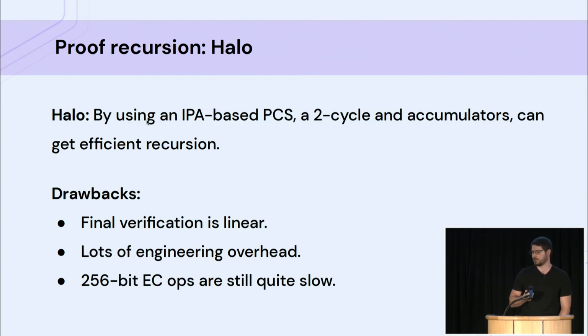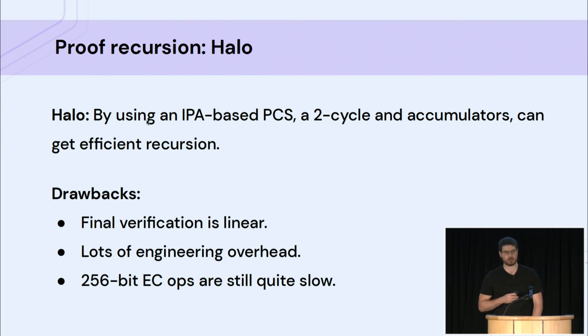One breakthrough in recursion came a few years ago with Halo. In Halo, they use an IPA-based polynomial commitment scheme, which takes linear time to verify. At first sight, you would think it's very bad for recursion because the verification circuit would have to be linear. But they found a way, using a technique called accumulation, to defer the full verification of the PCS until the end of the recursion. This accumulation step takes only logarithmic time, and that's how they achieve fast recursion. It's a really great system, used by many teams. Actually, the first version of Plonky was based on Halo: it was Halo and PLONK with custom gates.